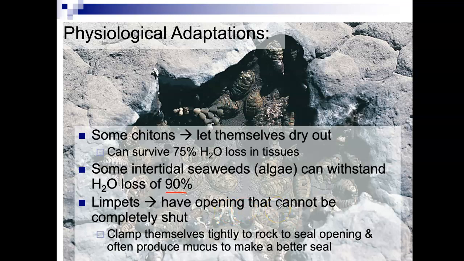Limpets actually have an opening that can't be completely shut. So what they do is they will clamp themselves tightly to a rock and seal off that opening by producing a thick mucus to make a better seal. And then we'll talk about some behavioral adaptations that they do, making home scars, in just a minute, so that when they secrete that mucus, it really seals them off quite well on the rock.